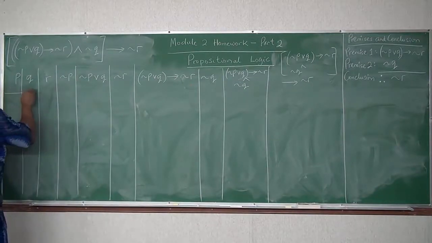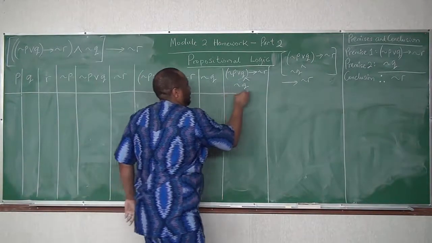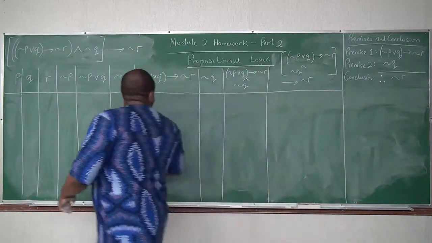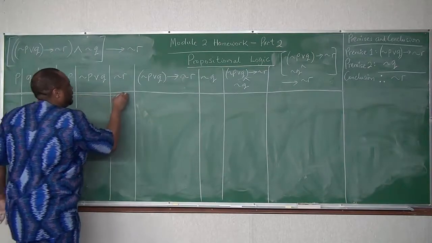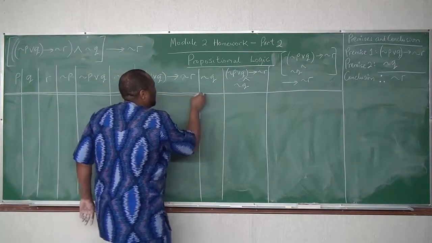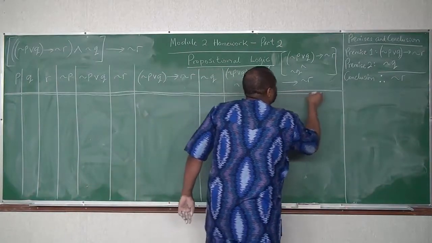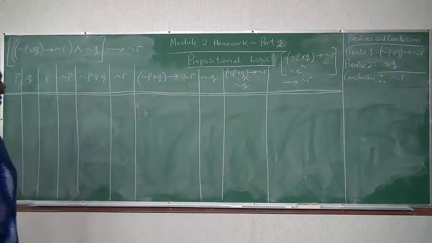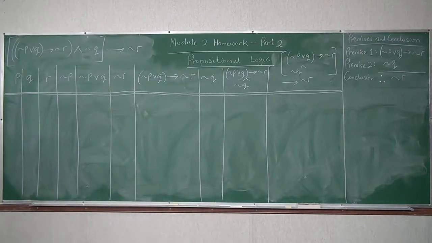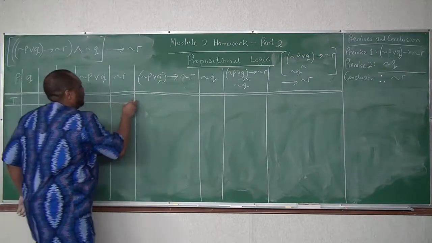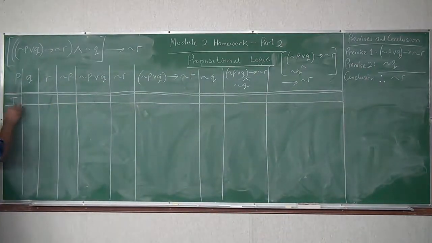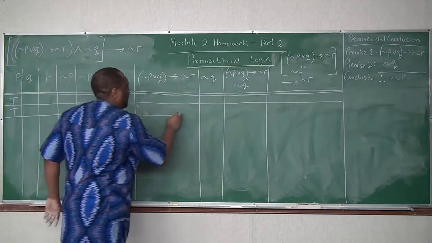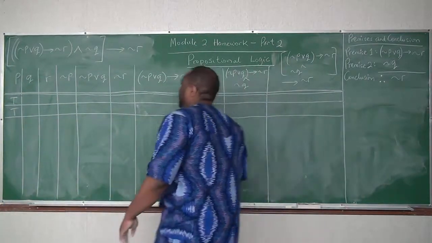I still like using double lines to demarcate this. It's just my preference, okay? I use it to demarcate the statements from the truth values. I know my lines are kind of crooked. Okay, we have 8 possibilities with 3 statements.